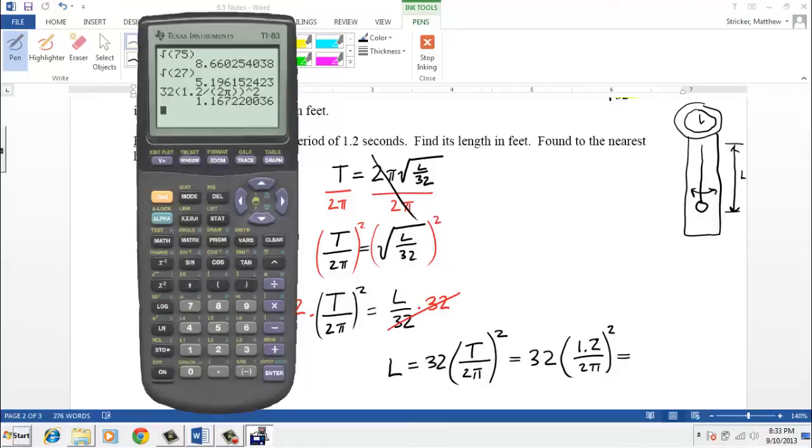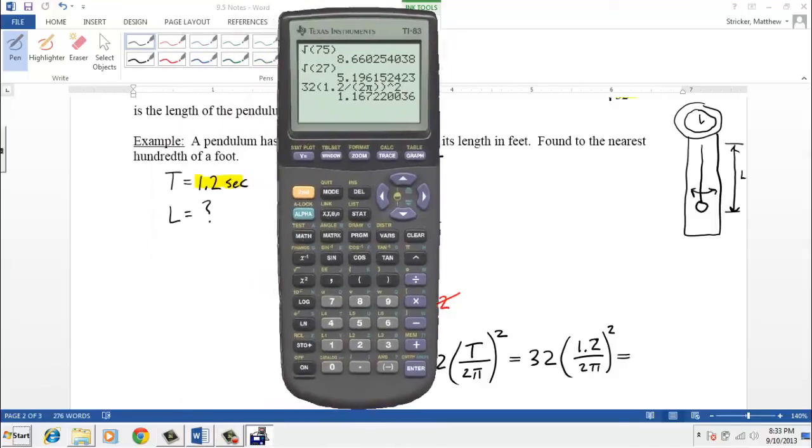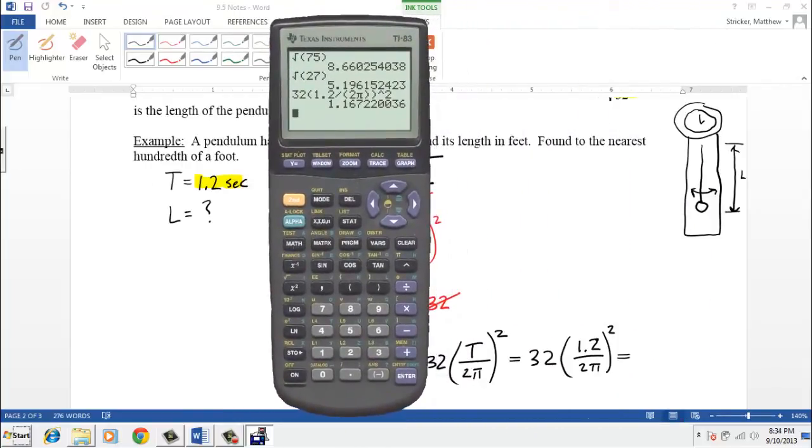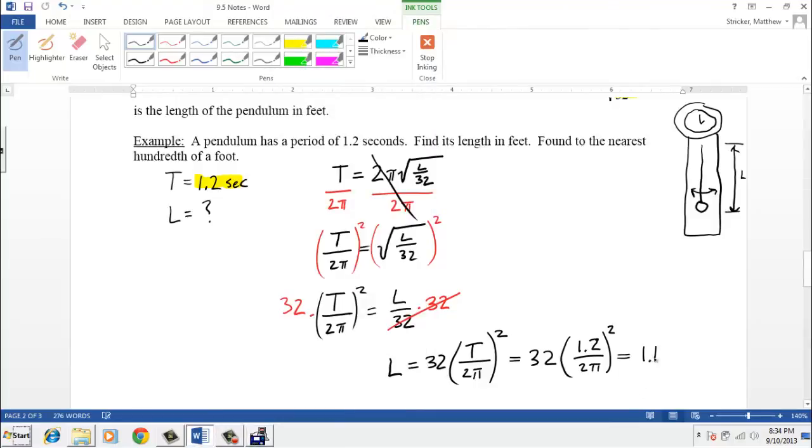This comes out to an answer of 1 point, we're supposed to round to the nearest hundredth. So that's 2 decimal places. So this is going to be 1.17 feet. That's our final answer. If the period of a pendulum is 1.2 seconds, that means its length has to be 1.17 feet.